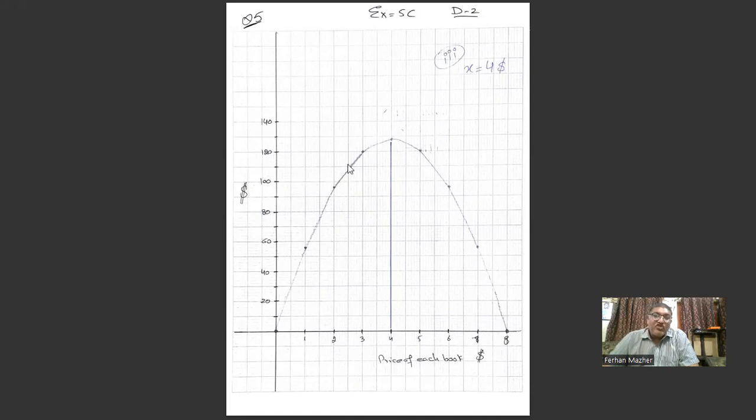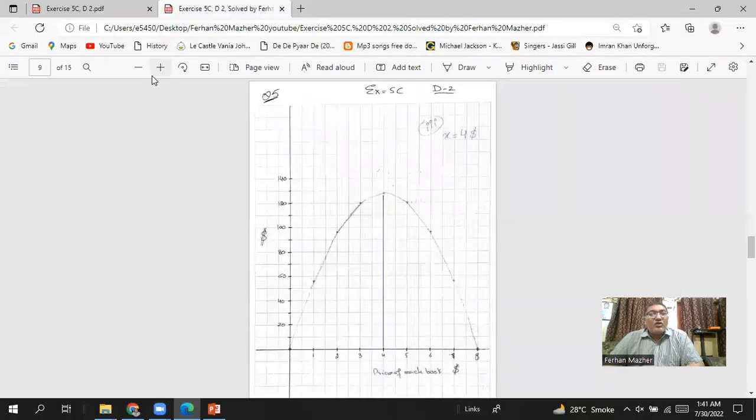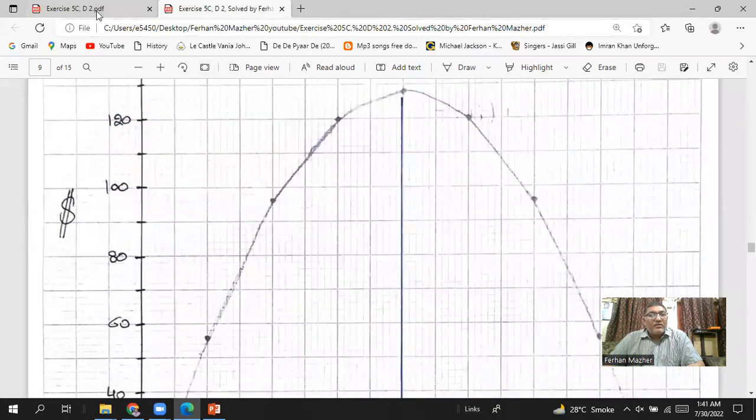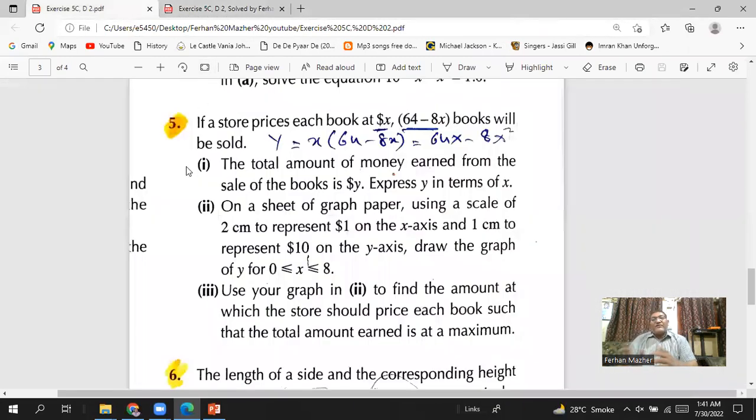Then I will join these dots with a smooth curve. So this is how you will draw this. I've joined the points with a smooth curve. Okay, so this is showing up on the screen. Okay, now we have drawn that graph.